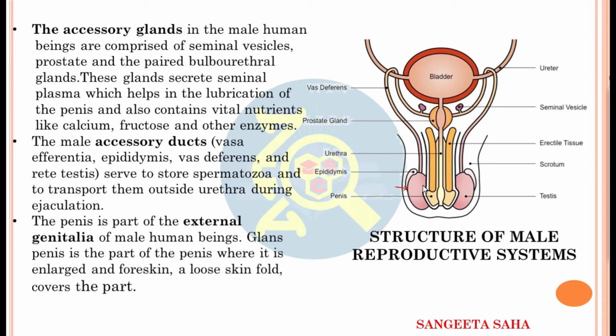So by now you have learned how the sperm is being transported from the testis to the next part. Now from this tail part arises a duct, this one. This duct goes up to the abdominal cavity, and this is called vas deferens.